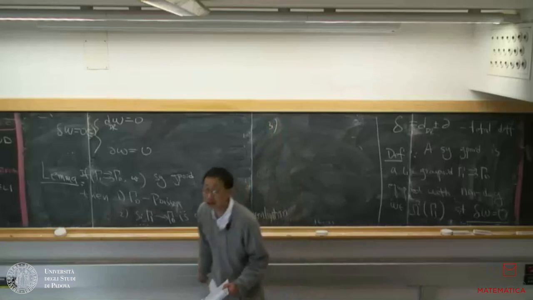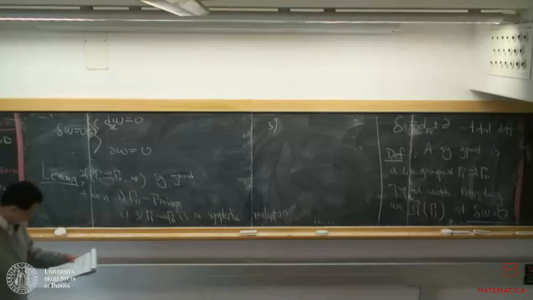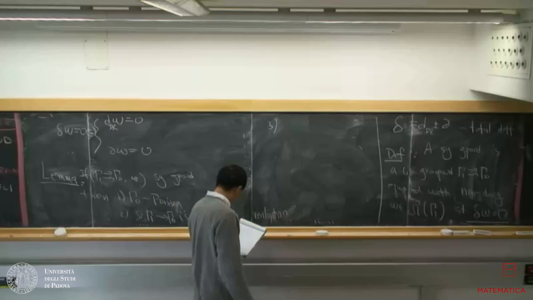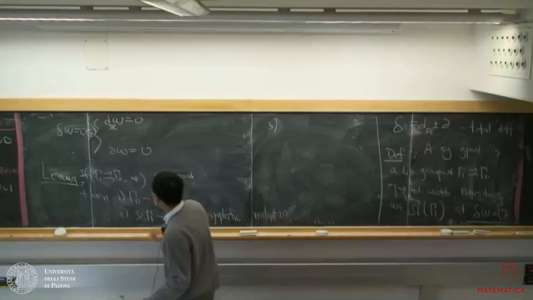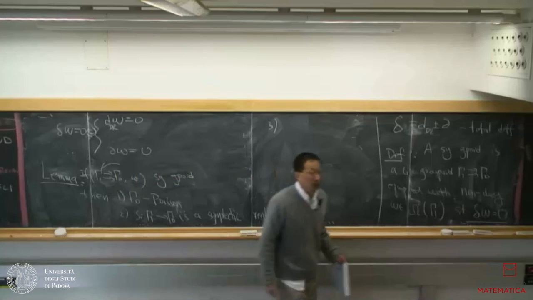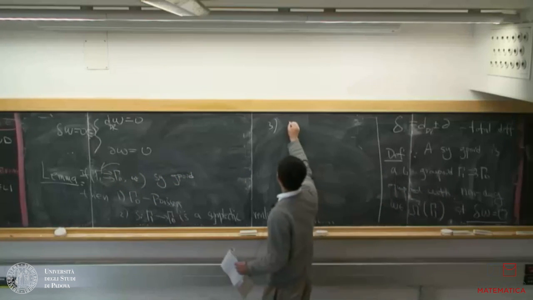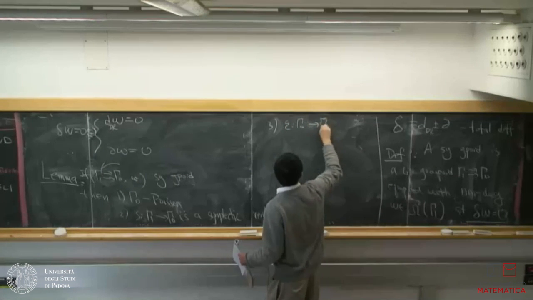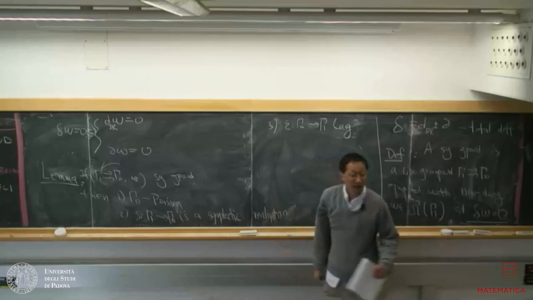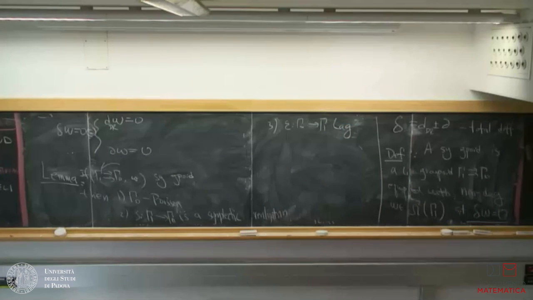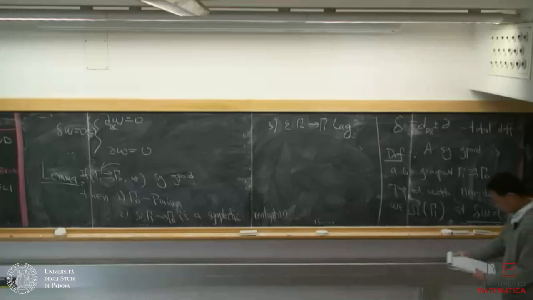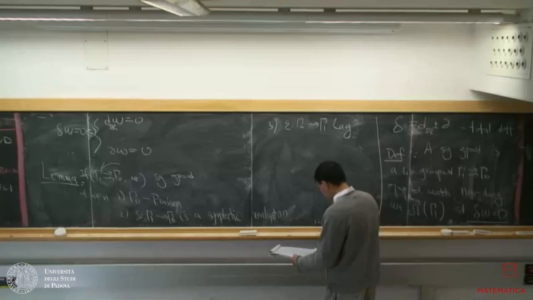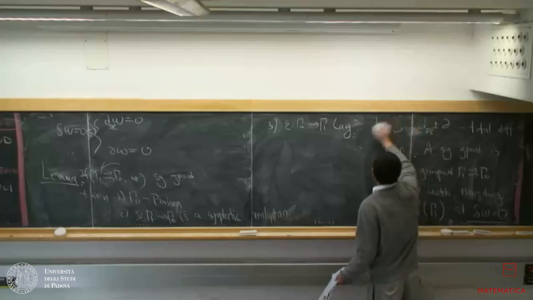And three is, well, once you have a groupoid, you have the unit space here. And then the unit space embedding of Gamma zero into Gamma one is a Lagrangian embedding. So exactly what I just said at the beginning. So let me give you a couple of examples.